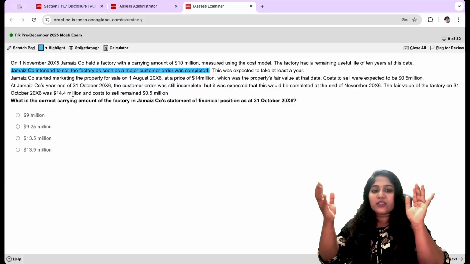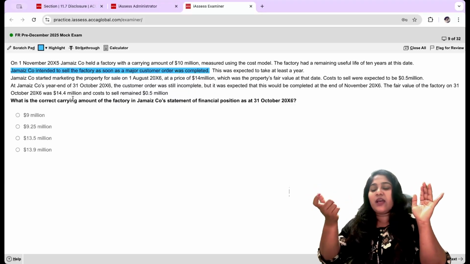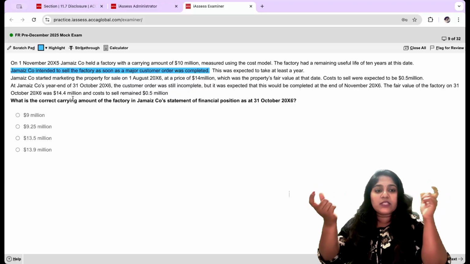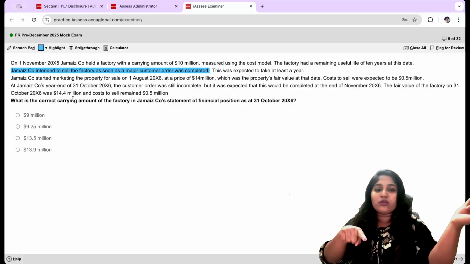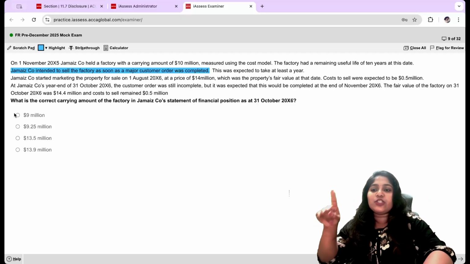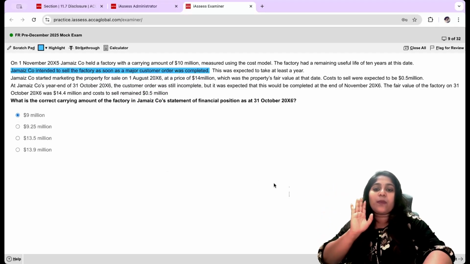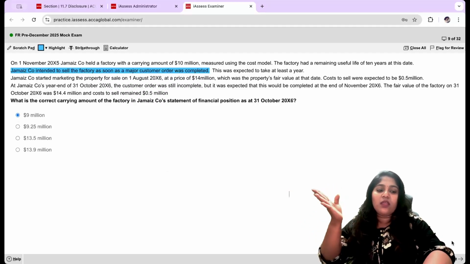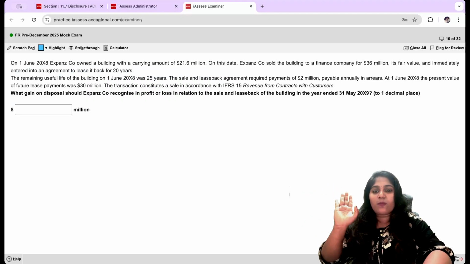My 1st November X5 value is having how much? Is having a value of 10 million with 10 years useful life. By the time I moved to 31st October X6, 1 year would have been done. 1 million depreciation, that is my carrying amount should be 9 million. That is 10 minus 1, 9 million. Right?